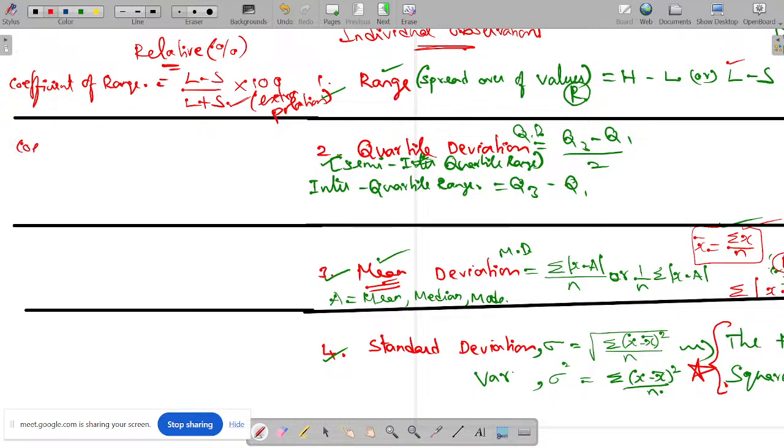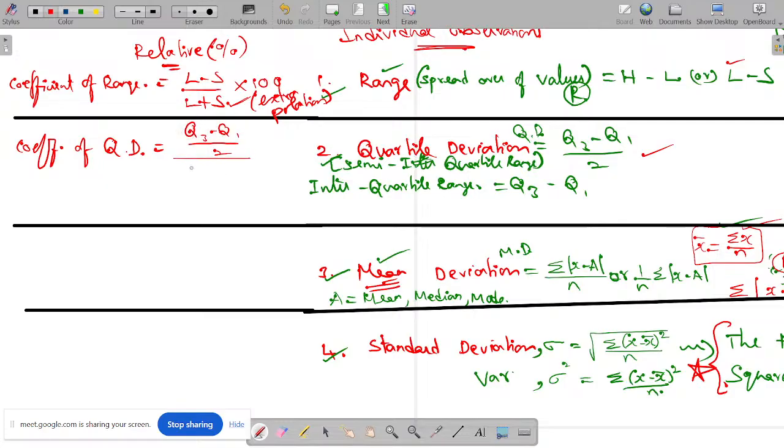Next is coefficient of quartile deviation. Let me write it as QD. The same extrapolation formula is used. What is the formula here? Q3 minus Q1 divided by 2. So in the numerator, Q3 minus Q1 divided by 2.